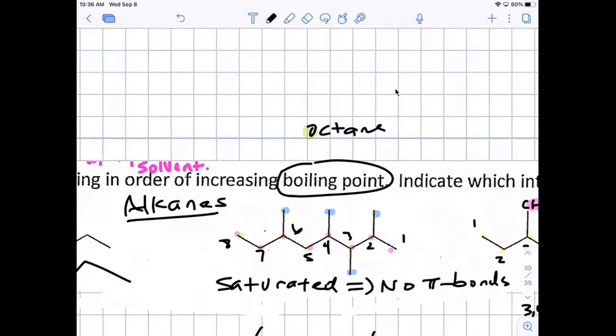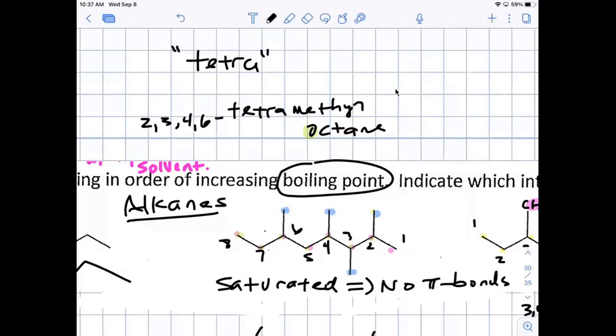And we got 4 of them, so we need a prefix. The Greek prefix tetra means 4, just like di means 2, mono means 1, tri means 3. Tetra is 4, penta, hexa, hepta, and so on and so forth. All right. So this is 2, 3, 4, 6 tetramethyl octane.